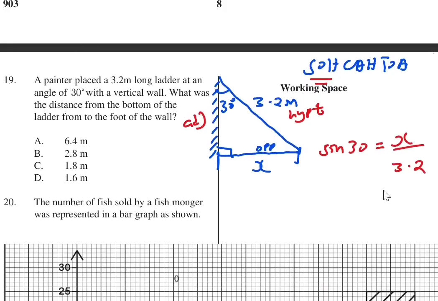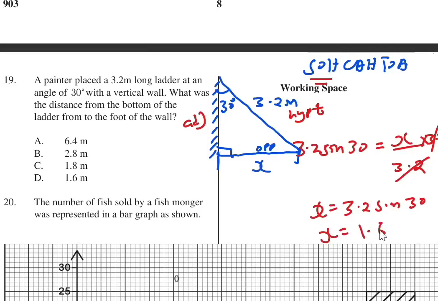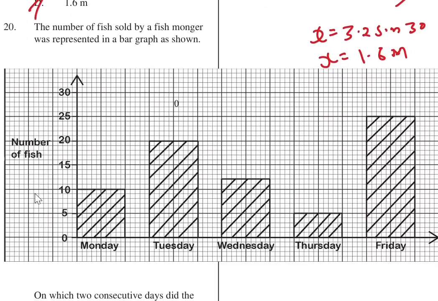You want to get x, very easy, multiply by 3.2 both sides. So on the right times 3.2, and the left times 3.2. So you can see x is equals to 3.2 sine 30. So take your calculator, press 3.2 sine 30. You'll see that the answer is 1.6. So the distance is x is equals to 1.6 meters. And therefore, for number 19, the answer is D. We continue to number 20.